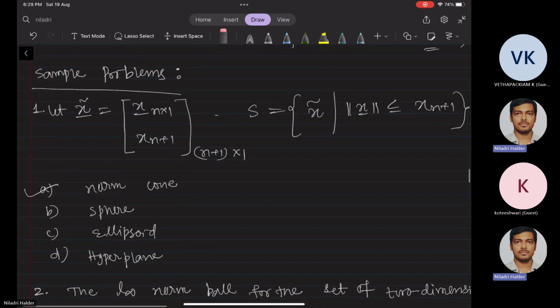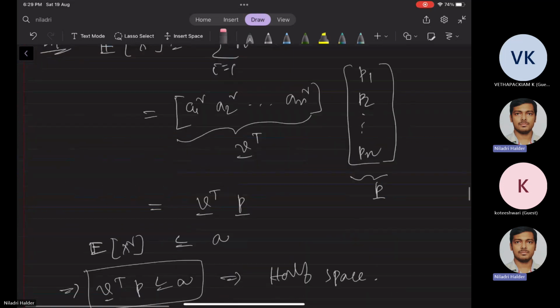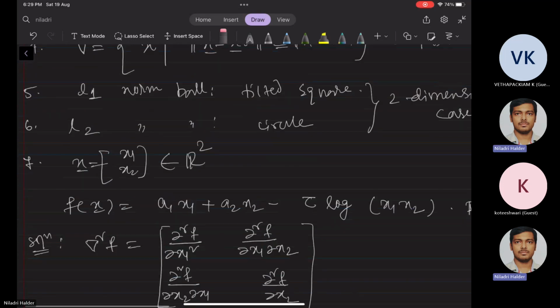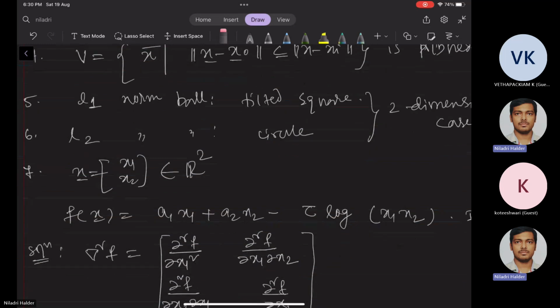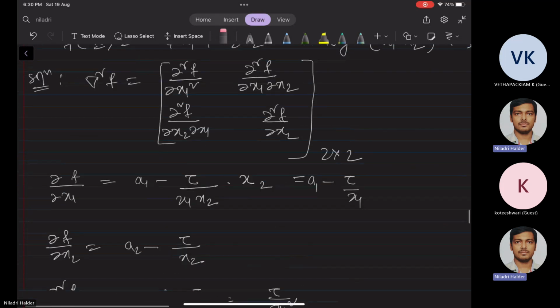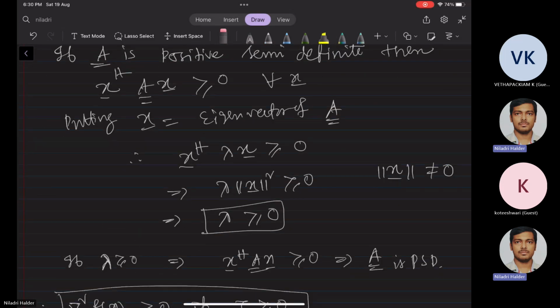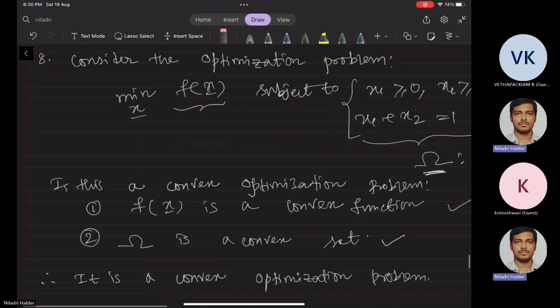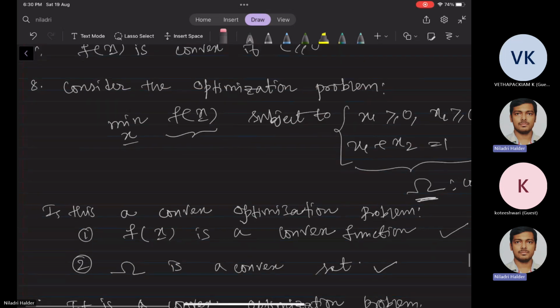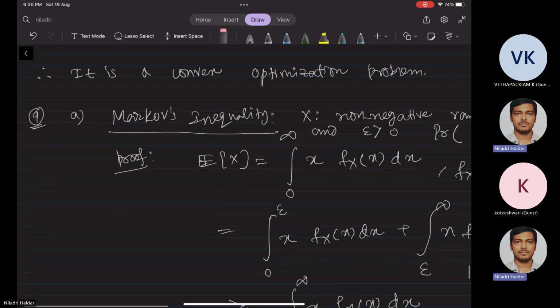Then I mentioned some sample problems. I took one vector function f(x) and showed that its Hessian is a positive semi-definite matrix, so the function is convex. Then I took one more constraint set, and the problem is to minimize f(x) over the constraint set. As the constraint set is convex and the function is convex, this optimization problem is also convex.